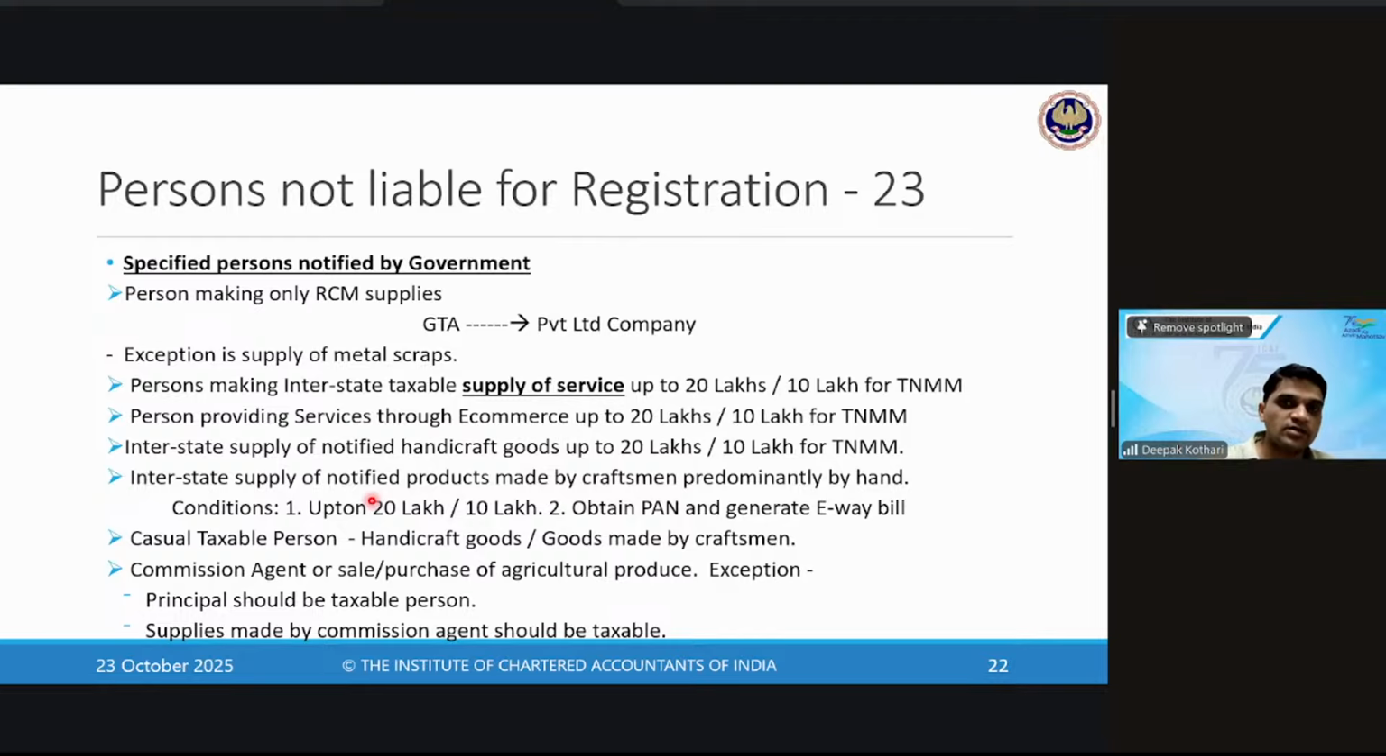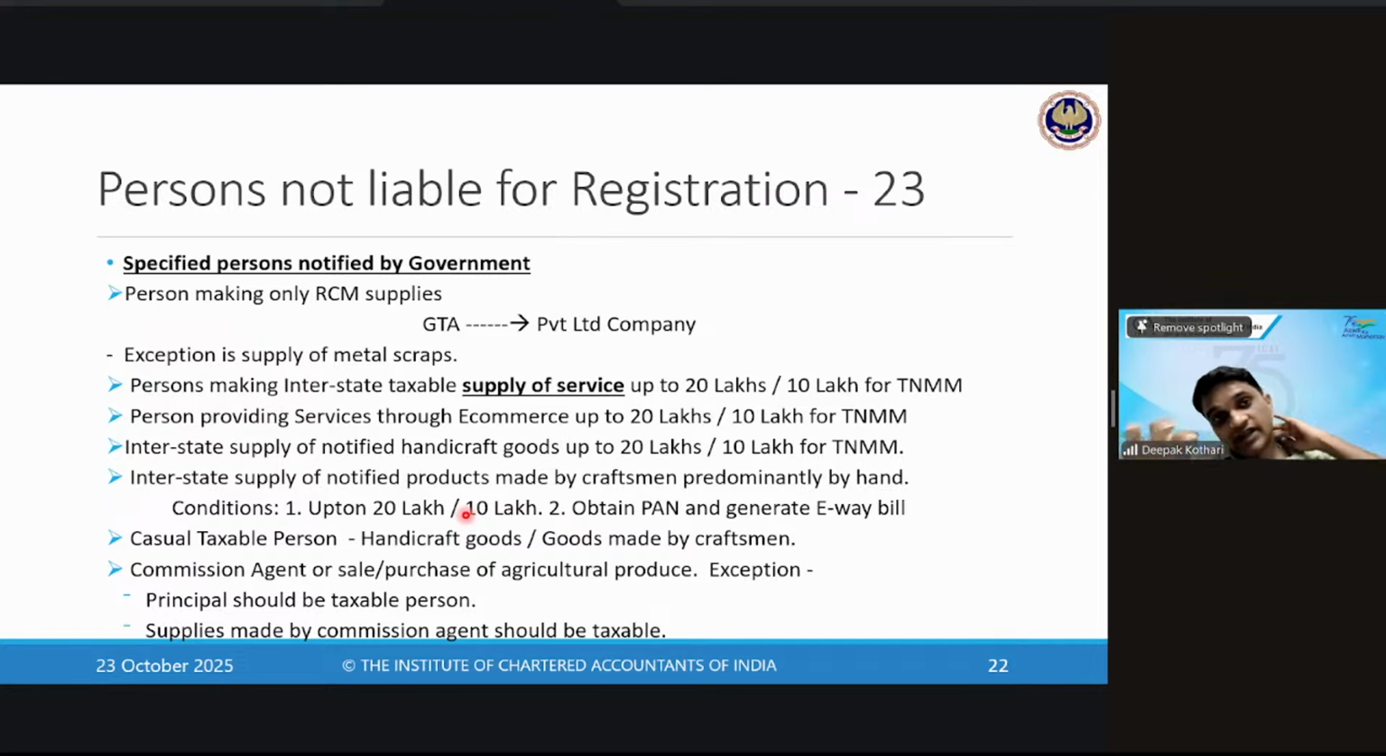Then a casual taxable person, he has to take compulsory registration. But if he's doing an exhibition or taking a casual taxable registration for the purpose of handicraft goods, then he need not register. Then the commission agent, a commission agent who's dealing with sale or purchase of agriculture produce, right? Then he need not register, because for a commission agent of agriculture produce, his services are exempted, right? So he need not register. Other commission agents have to take registration, but for a commission agent of agricultural produce, there's an exception.